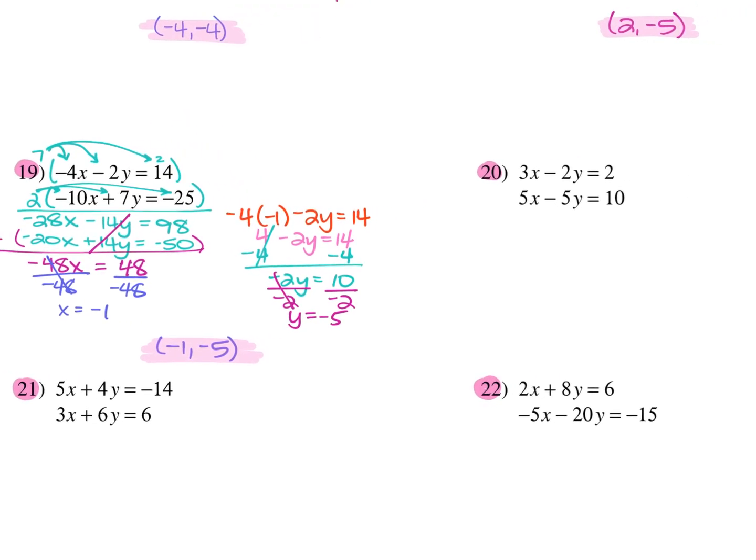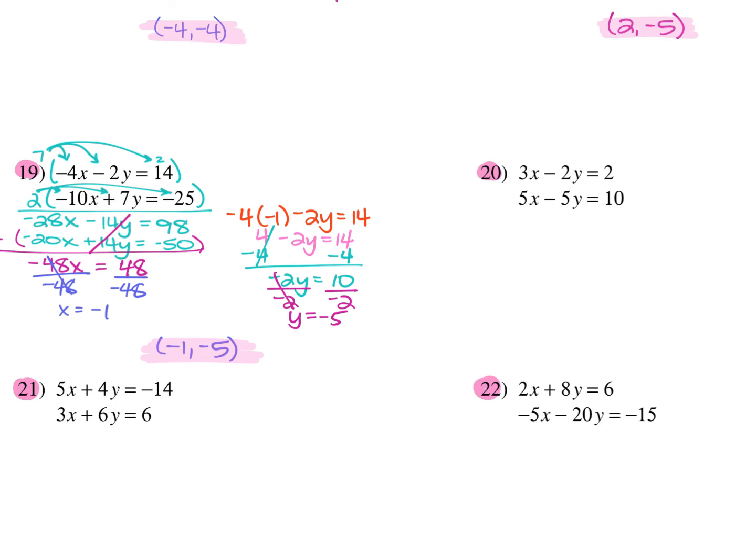For number 20, you have 3x minus 2y is equal to 2, and 5x minus 5y is equal to 10. For both your x and your y here, they have the same signs. So when you do multiply, whatever you're going to multiply both equations by, one of them is going to have to be a negative, so that way you can change the sign on one of the terms.